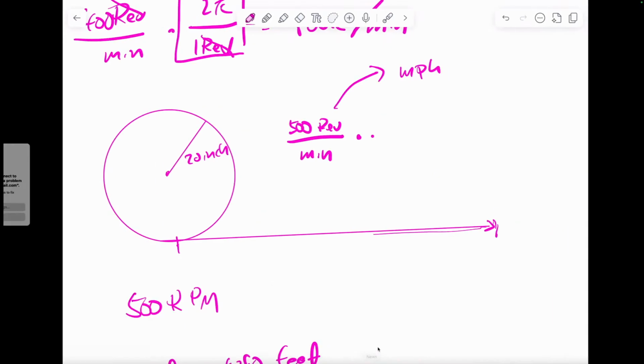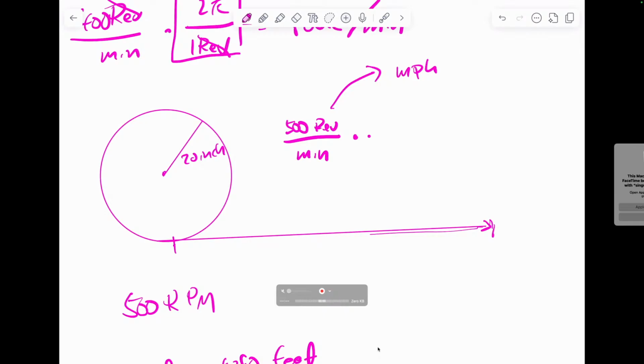Okay, so now, you know, one revolution, this wheel is going to go from here to here, right? So how far is that? Well, that means I need to put revolution on the bottom. Why do I want a revolution on the bottom? I need to convert a revolution to the distance.